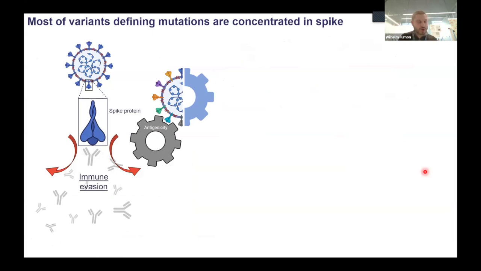I'm not going to go into details about this because the antigenicity and immune evasion related to spike has been extensively studied, and that's not exactly what we are doing in this group, at G2P and at the CVR.